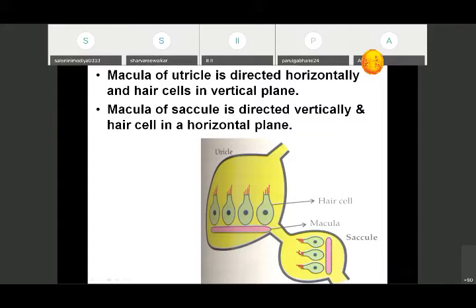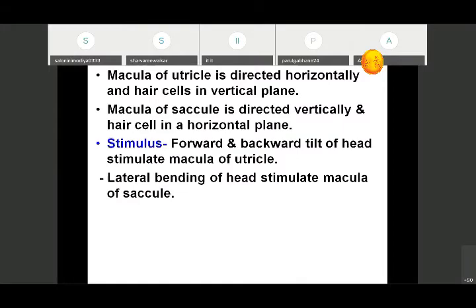And the arrangement of these hair cells on the macula will help in detecting the direction of bending of the head. So whenever we bend forward or backward, that is, forward and backward tilt of the head will stimulate the macula of the utricle, whereas lateral bending of the head will stimulate the macula of the saccule.